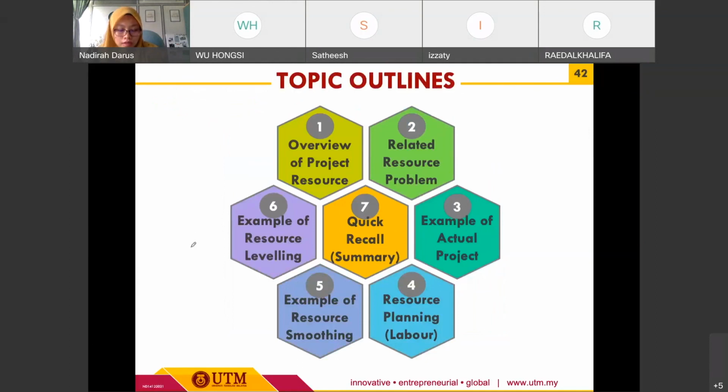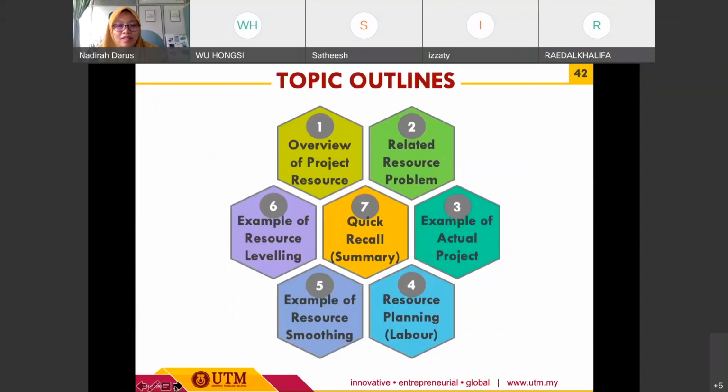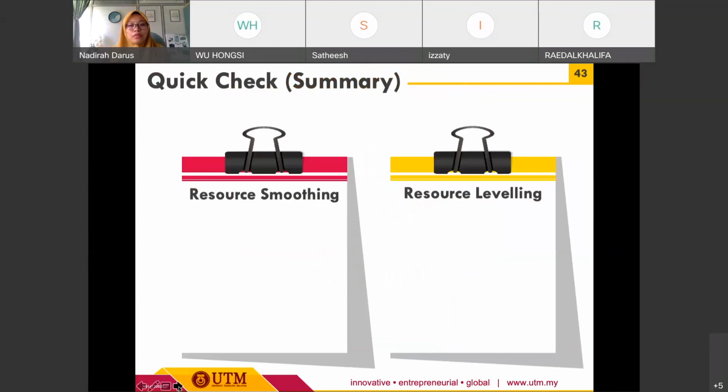All right. So far, is everyone okay? Okay, we try to do the quick check for today's class. Hopefully all of you can grasp the idea for this topic, which is project resource planning. Before we end our class, we do some quick recall or summary for today's topic. Any of you would like to recall about resource smoothing and resource leveling? Just a simple point is also okay. Any volunteer?